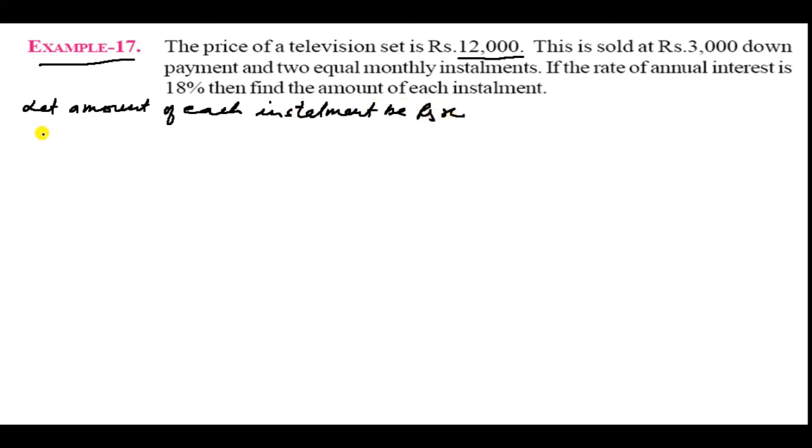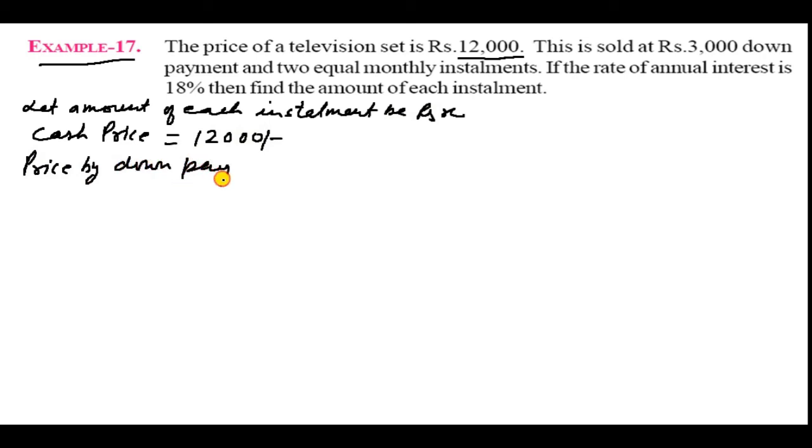The price of a television is given as 12,000, and it is sold for 3,000 rupees down payment and two equal monthly installments. The annual rate of interest is given as 18%. Then find the amount of each installment. So let the amount of each installment be rupees X.